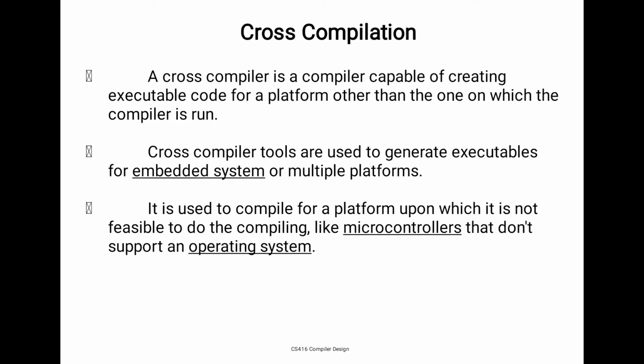Next, cross compilers. A cross compiler is a compiler capable of creating executable code for a platform other than the one on which the compiler is running. Cross compiler tools are used to generate executables for embedded systems or multiple platforms. It is used to compile for a platform on which it is not feasible to do the compiling, like microcontrollers that do not support operating systems.